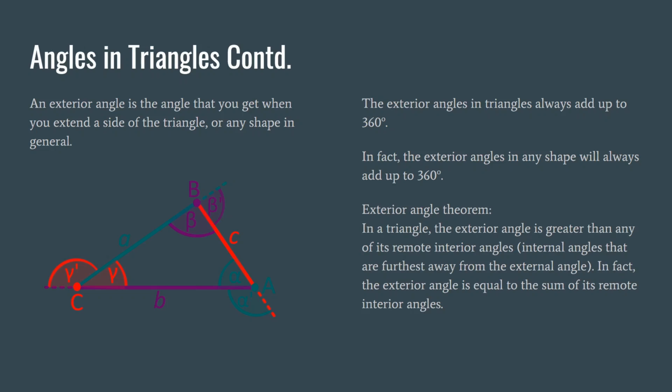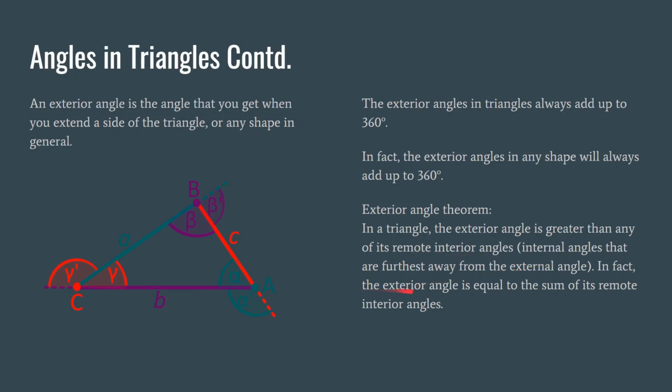The exterior angle theorem states that in a triangle, the exterior angle is greater than any of its remote interior angles. Remote interior angles are the angles inside of the triangle that are the furthest away from the exterior angle. This means beta prime is larger than gamma or alpha. Alpha prime is larger than gamma or beta, and gamma prime is greater than alpha or beta.